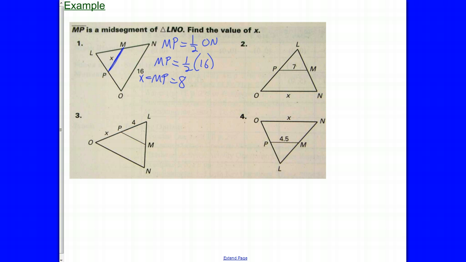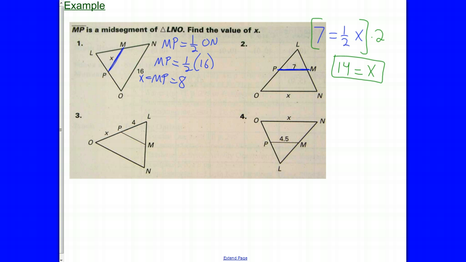All right. Looking at question number 2, again, this is a mid-segment. So the mid-segment, which is 7, is half of the third side, which is X. So to solve for X, what we're going to do is multiply both sides by 2. 1/2 of X times 2 is just X. 7 times 2, 14. There's our value for X in question number 2.